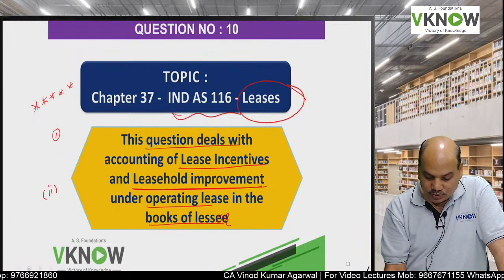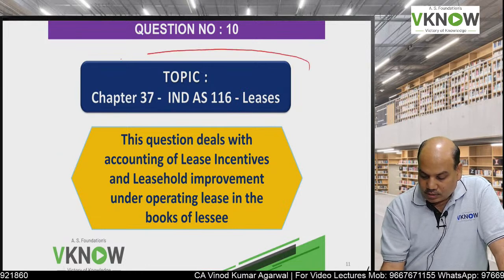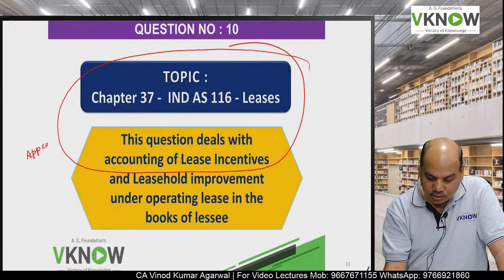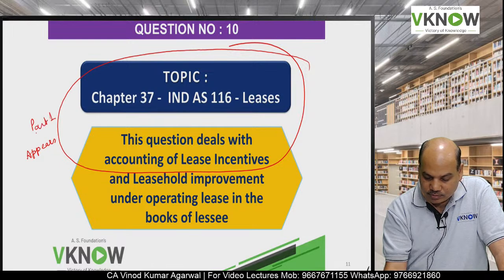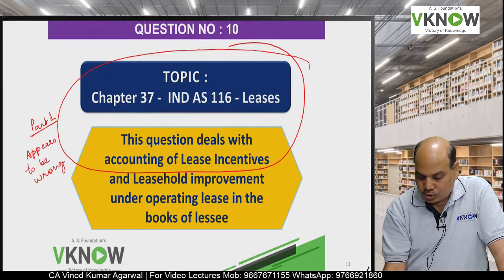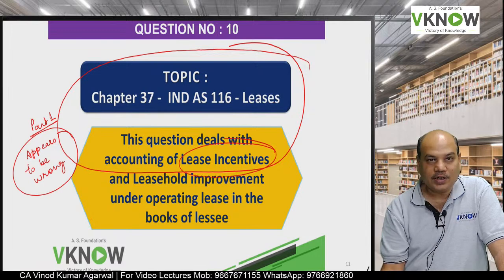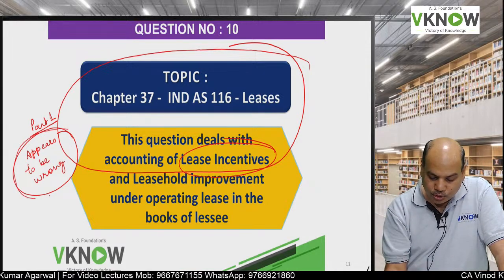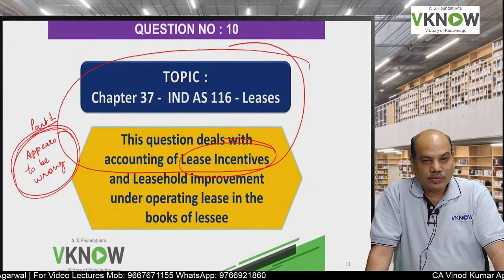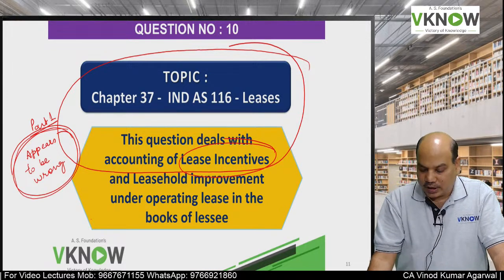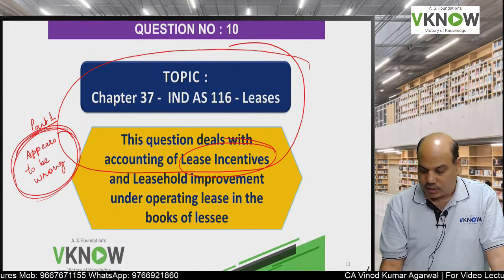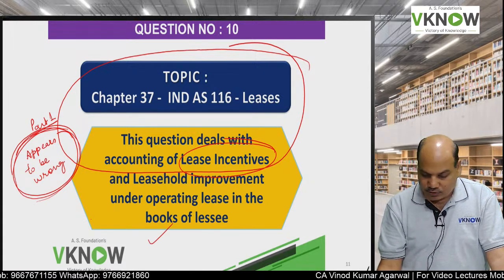Now please, dear student, listen to me carefully. The first part, the answer given by the institute, appears to be wrong. Part 1 answer, I am telling with full confidence, appears to be wrong because the institute has deferred the lease incentive, but actually lease incentive is to be adjusted against the lease payment. The institute has deferred it. I have a doubt on the answer, so you can ask the institute about the correctness of the answer of part 1 of question number 10. Okay, so this is a doubtful answer. Second part, the answer seems to be right.